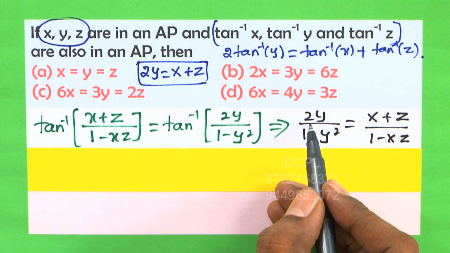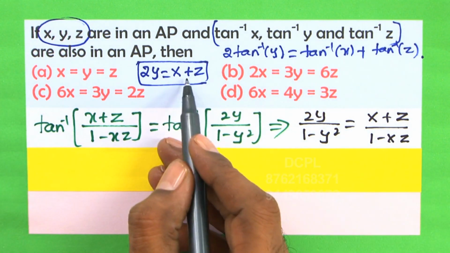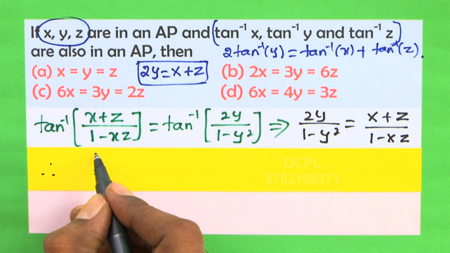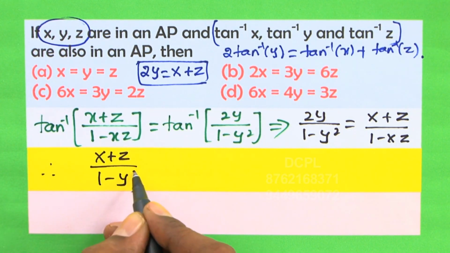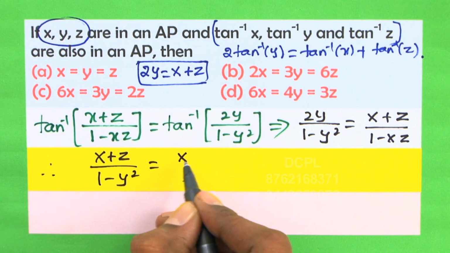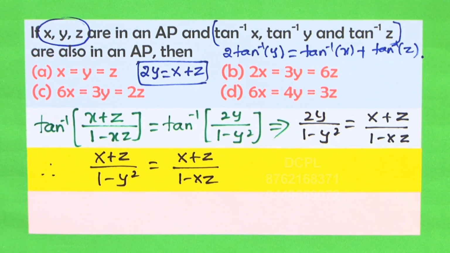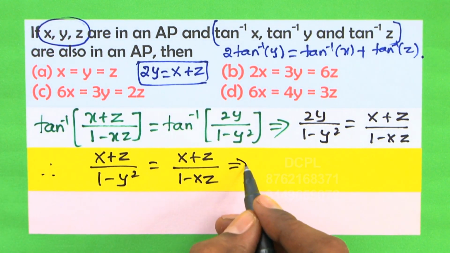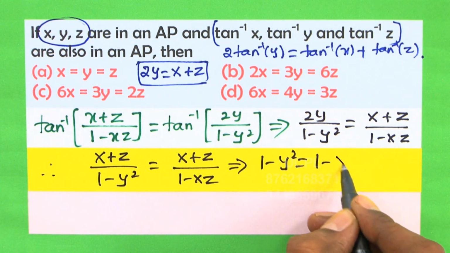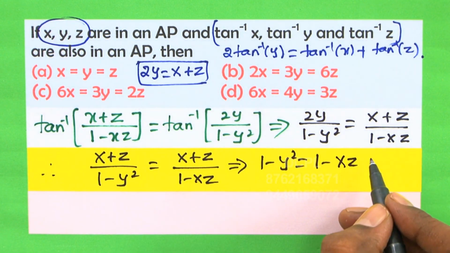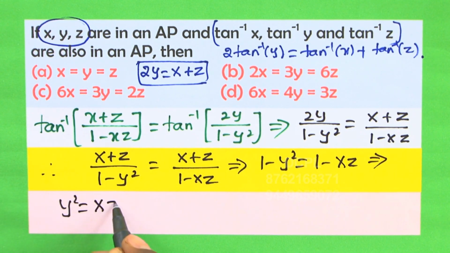But there is a relation between 2y and x plus z. What is that? 2y is equal to x plus z. Therefore, (x plus z) divided by (1 minus y square) is equal to (x plus z) divided by (1 minus xz). This clearly implies 1 minus y square is equal to 1 minus xz. This implies y square is equal to xz.